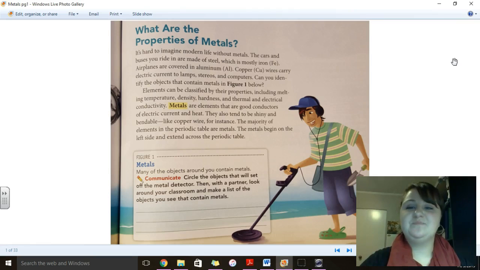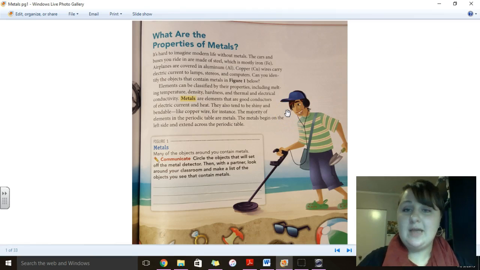We won't do that. Elements can be classified by their properties, including melting point, or melting temperature, density, hardness, and thermal and electric conductivity. Metals are elements that are good conductors of electric current and heat. They also tend to be shiny and bendable, like copper wire, for instance. The majority of elements in the periodic table are metals. The metals begin on the left side and extend across the periodic table.